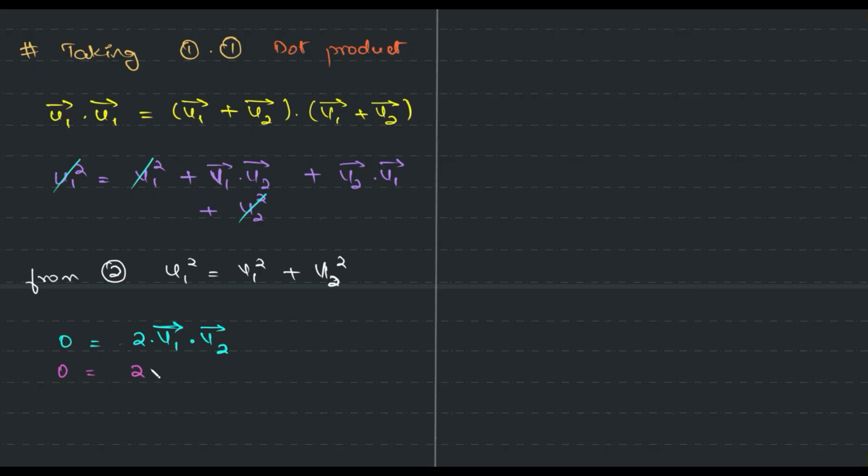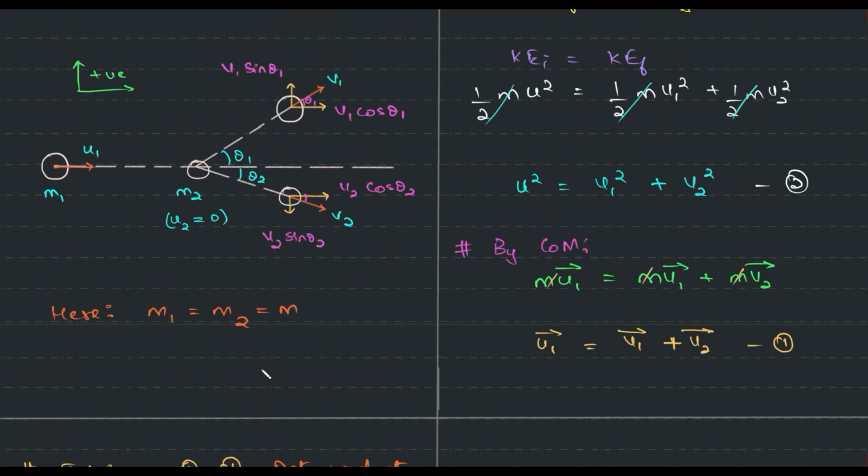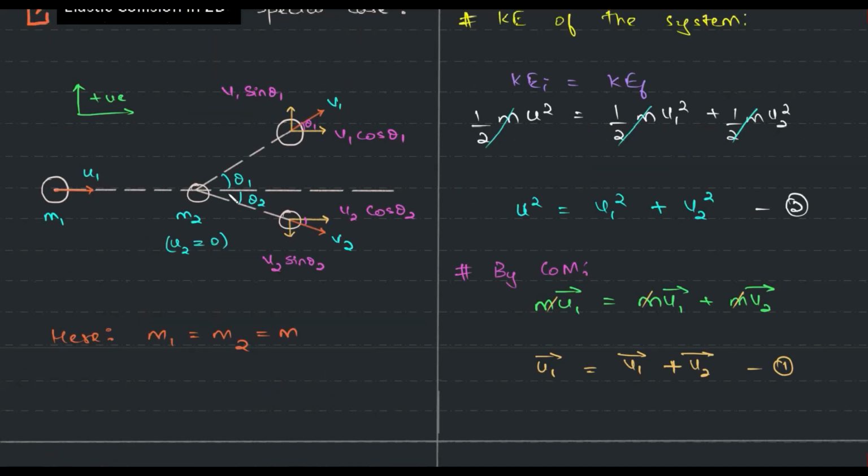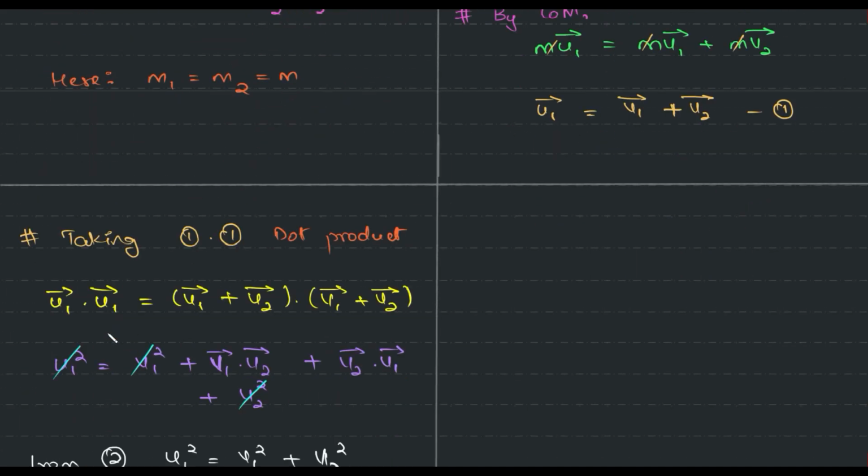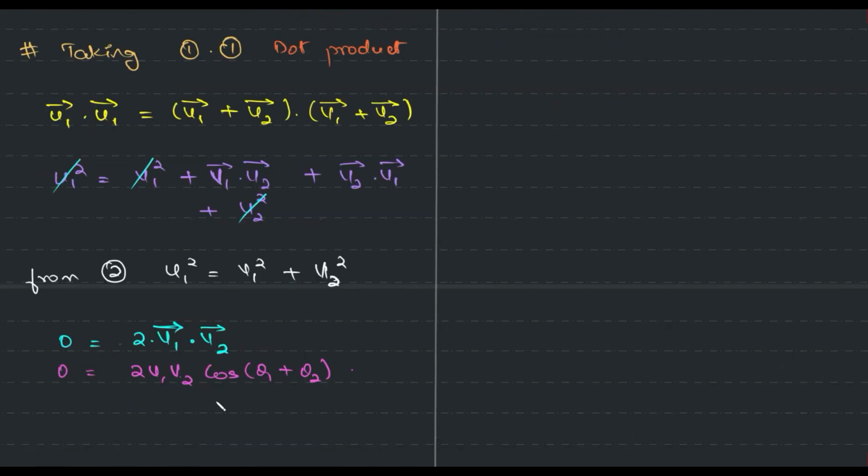So this is nothing but 2 v1 v2 cos of theta 1 plus theta 2. Right, theta 1 plus theta 2. So how did I get theta 1 plus theta 2? That's the angle between your v1 and v2. So that's from the figure. If you want, you can write from figure.